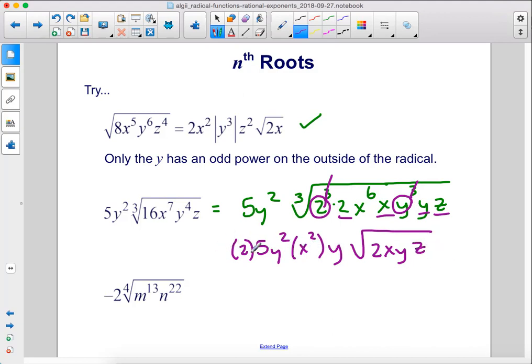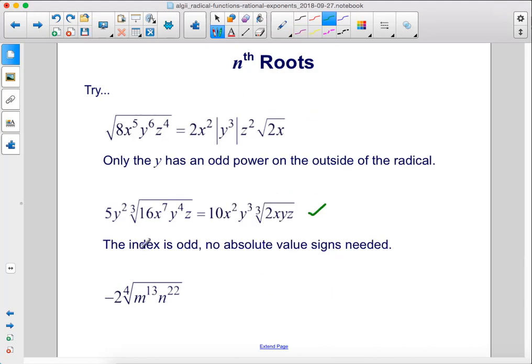Now let's just simplify this. So we have 2 and 5, so that becomes 10. We have x squared, and y squared times y is y cubed, times the cube root of 2xyz. Now we check for absolute values. So this is an odd index of 3, so we won't need any absolute value signs no matter what. So this is our answer. All right, and there's that answer. Because the index is odd, we don't need any absolute value signs.